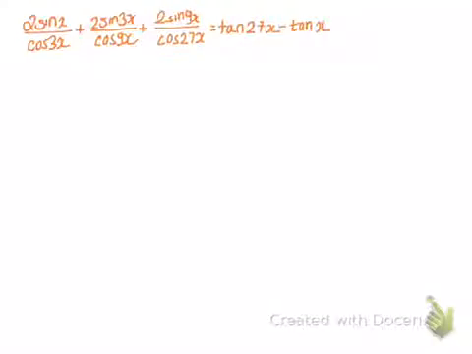Hello and welcome back. So today in this tutorial we'll be looking at another type of question based on trigonometric ratio of multiple angles. So here is our question, and first we're going to take the left hand side of this equation and try to solve for our right hand side, which is tan 27x minus tan x.